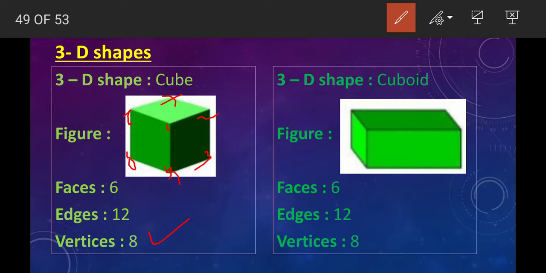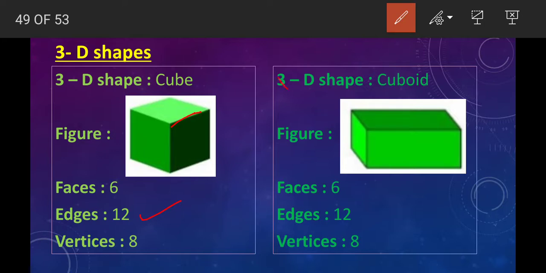Cube and cuboid both have the same faces, edges and vertices. The only difference is that the lengths of the edges are different. In a cube the lengths are equal, but in a cuboid they are different. In a cuboid only opposite pairs of faces are equal, but in a cube all the faces are equal.